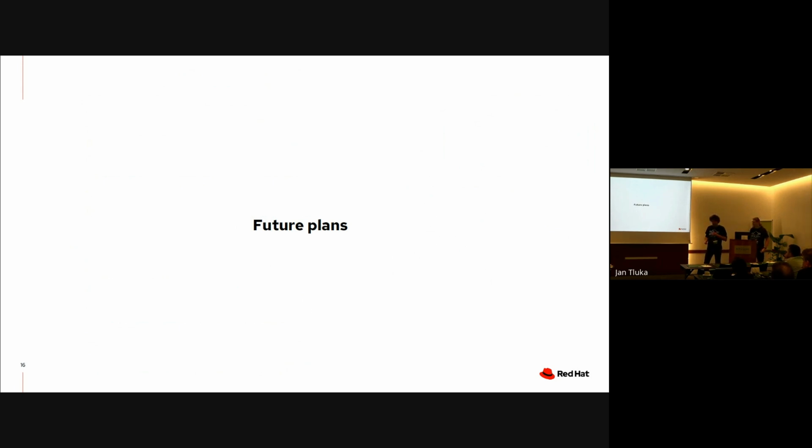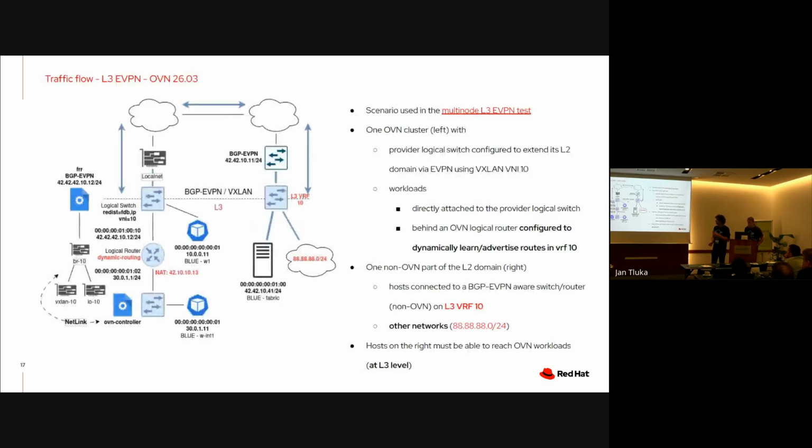So yeah, let's talk about the future. Well, the future is now. This is already implemented for 26.03, which is going to be released in March. That's essentially the missing pieces for supporting the layer 3 part of the EVPN story. And if you look at this topology, there are a few differences on the fabric side. We now have a proper layer 3 VRF there, let's say with ID 10. And there's maybe another, different layer 3 network, reachable on the other side, 8.8.8.8 here.